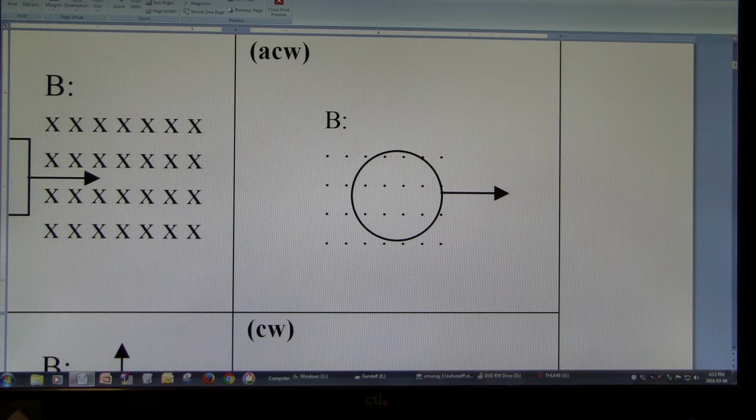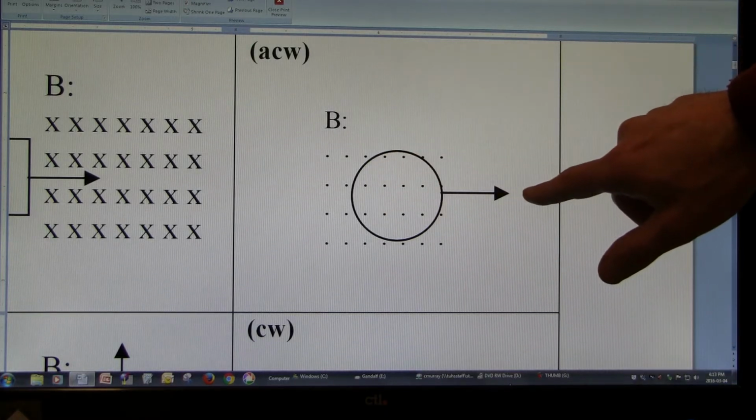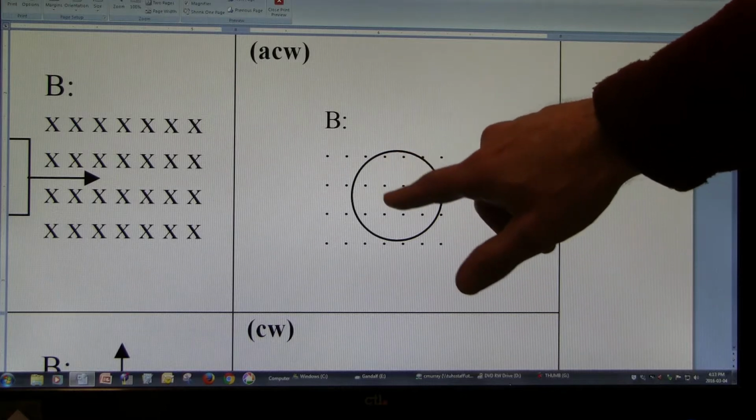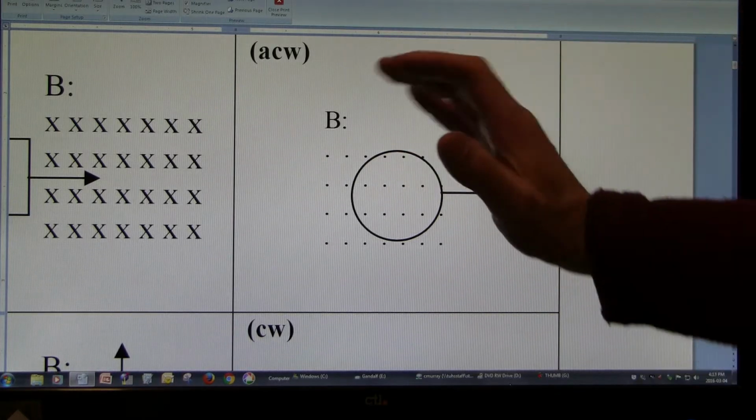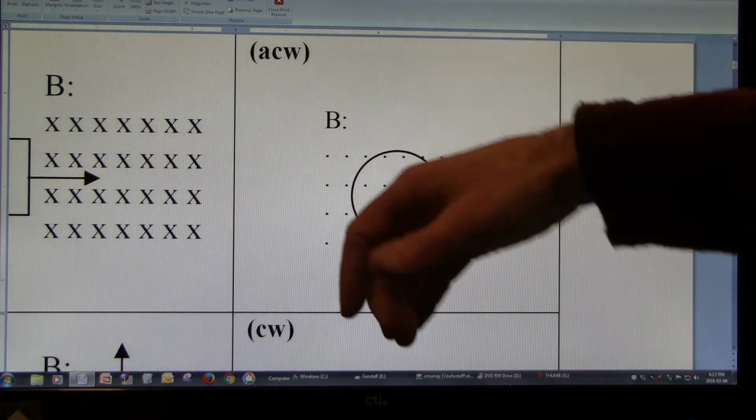And then in the last one here, we are taking it from a region where there's out-of-the-page flux into a region where there's not. So we're losing flux out of the page, and so what we do is we replace that flux by going anti-clockwise. That's the answer there.